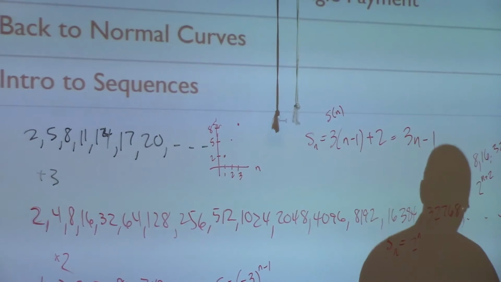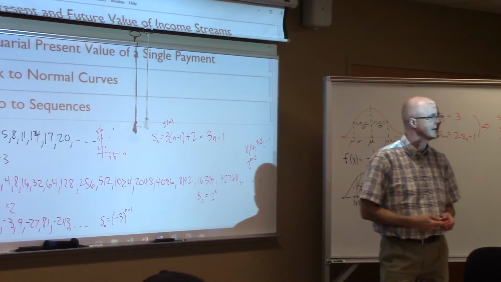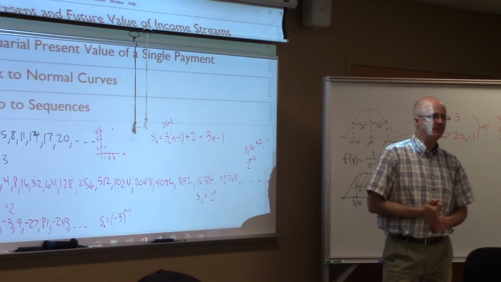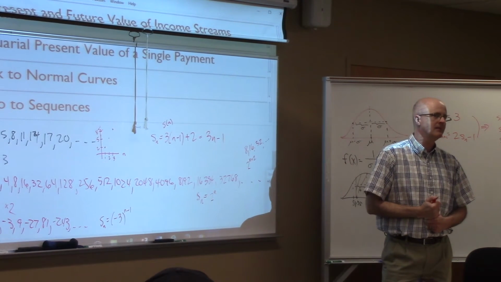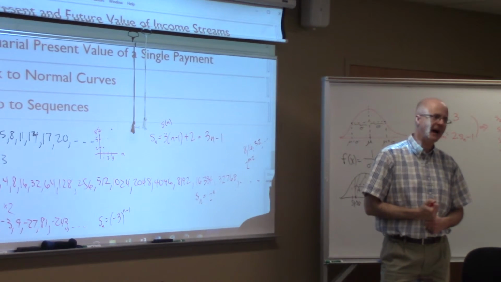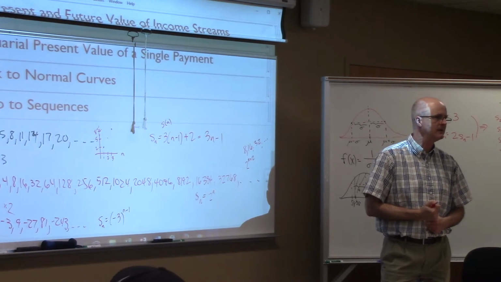Do not connect the dots, typically at least. Sometimes we connect them just because we feel like it. But technically speaking, we're only plugging in positive integer values for n. So technically speaking, we should not connect the dots. So that's one way of visualizing a sequence.